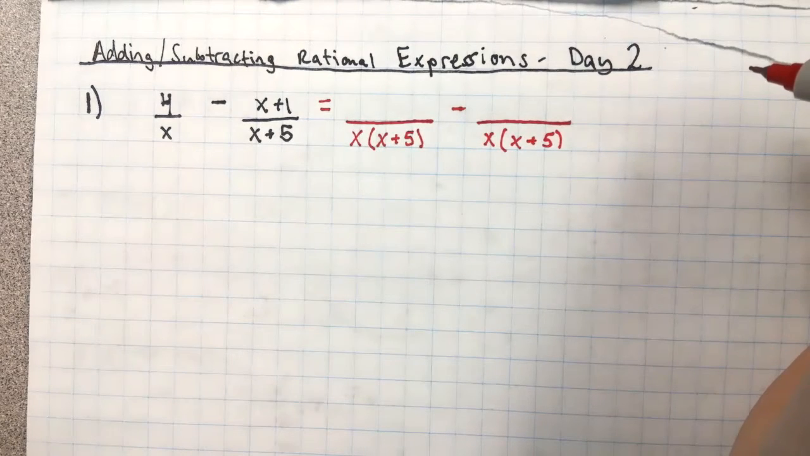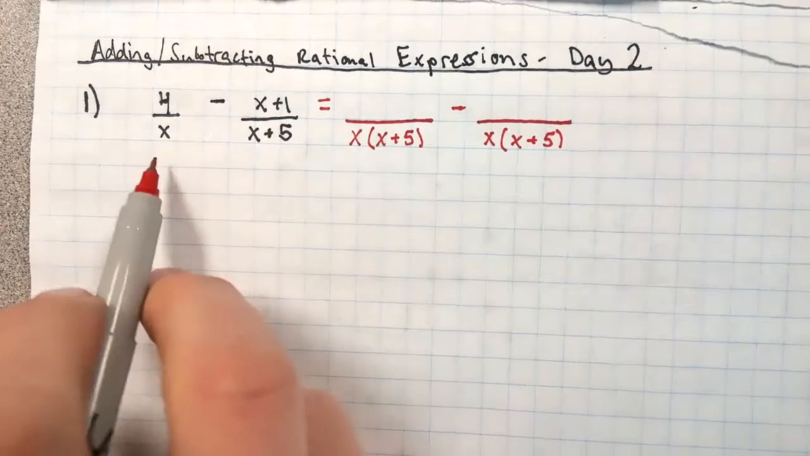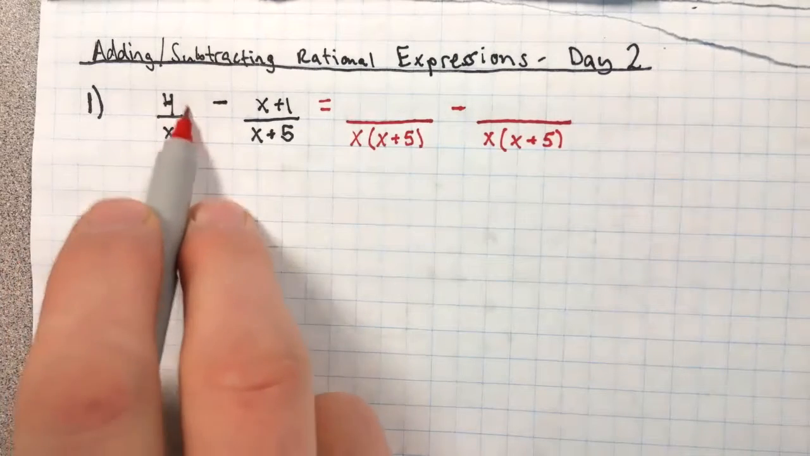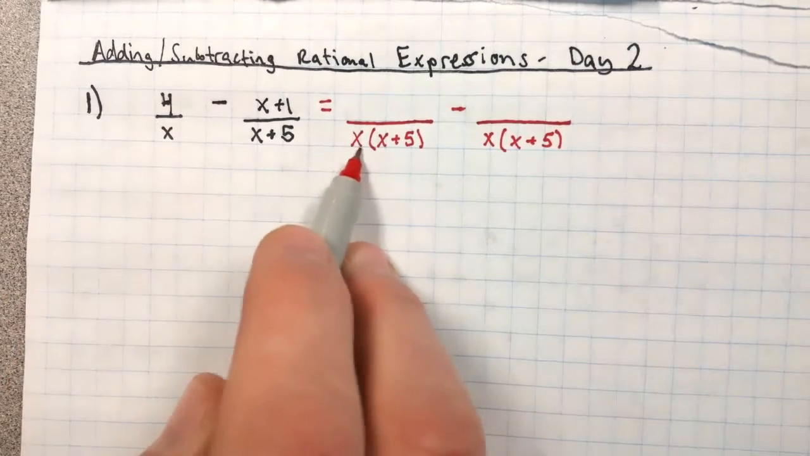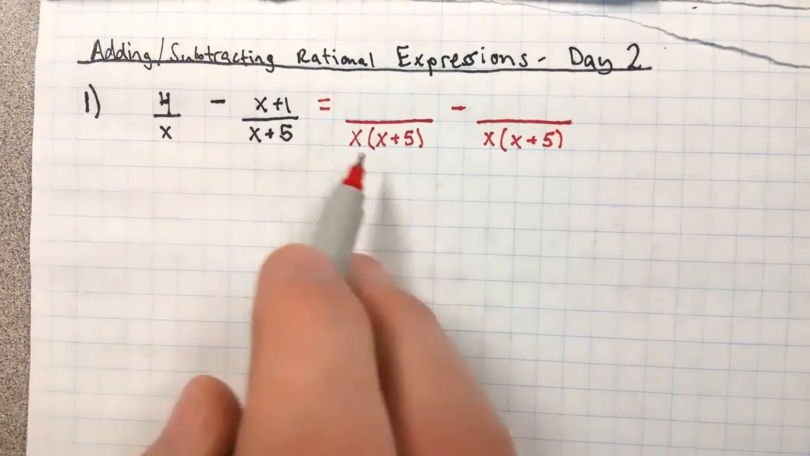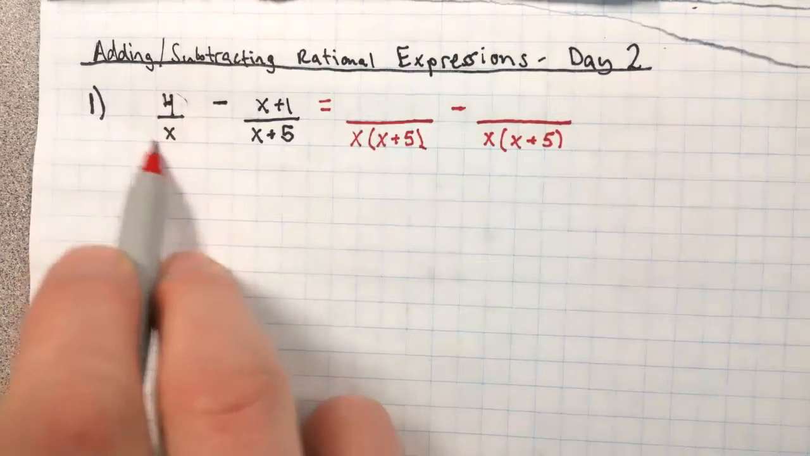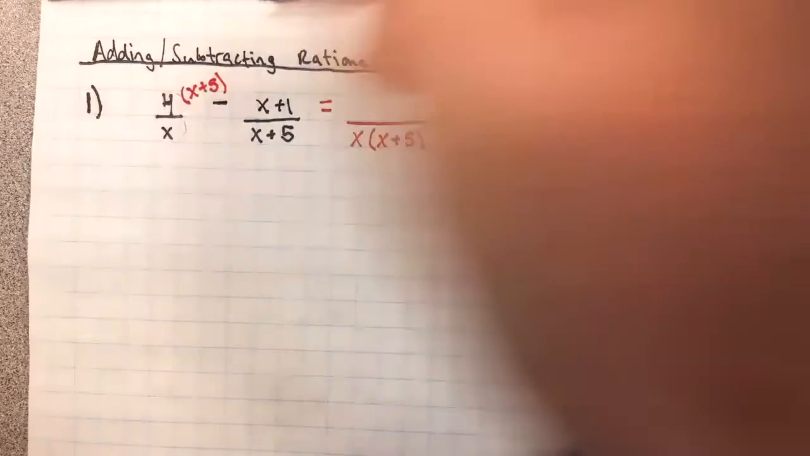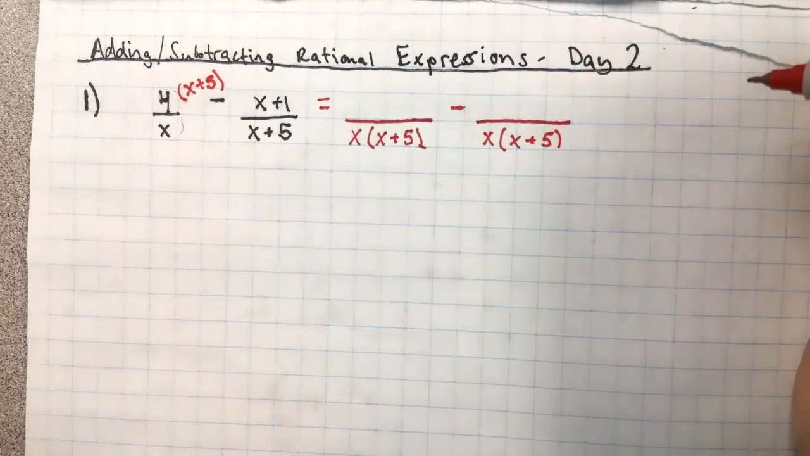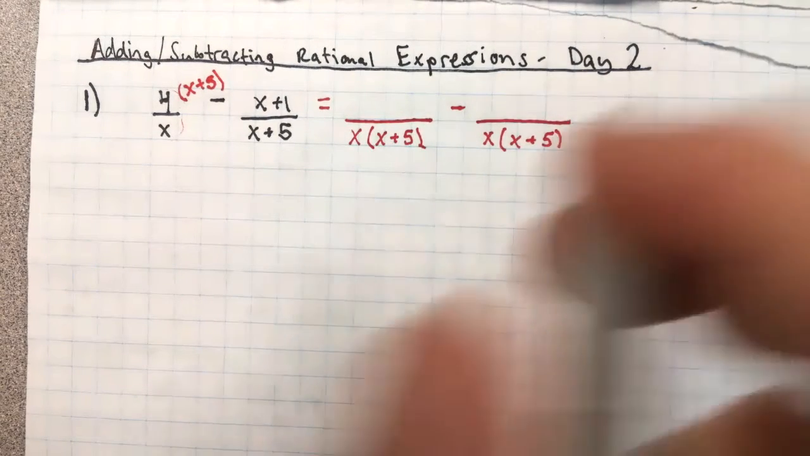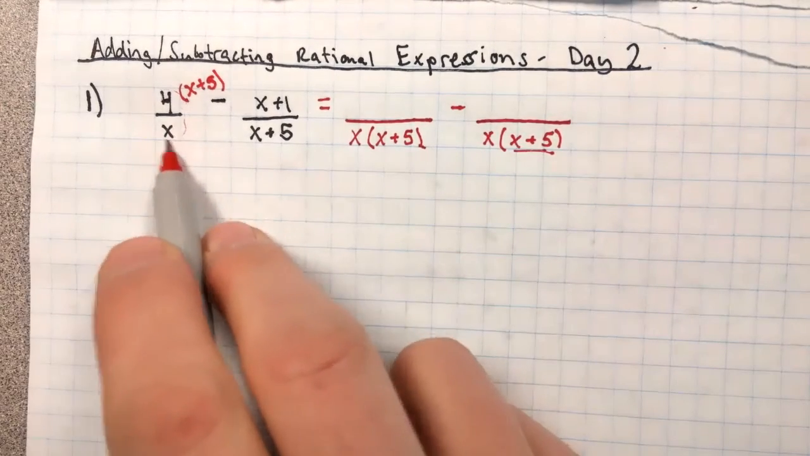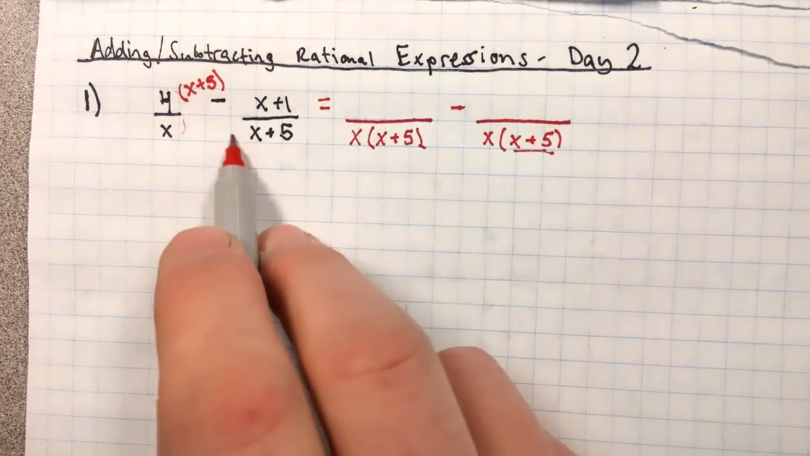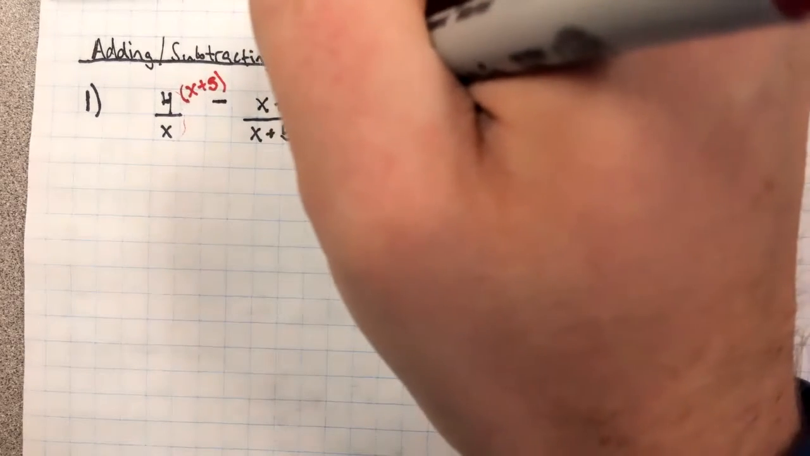Okay? Fantastic. So this first fraction, what I need to multiply it by is what it's missing. It's already got the x, but it's missing the x plus 5. So I'm going to multiply this first fraction by x plus 5. Now, the second fraction, it's already got x plus 5. What it's missing is just this x. We just need to multiply this fraction by x.